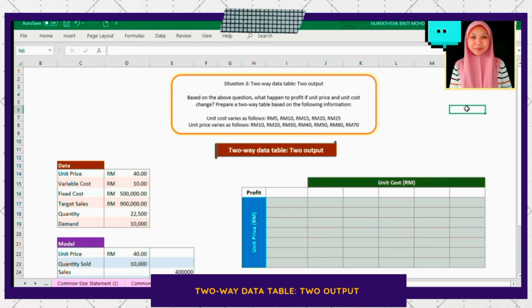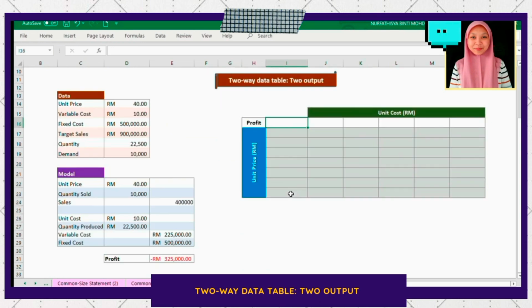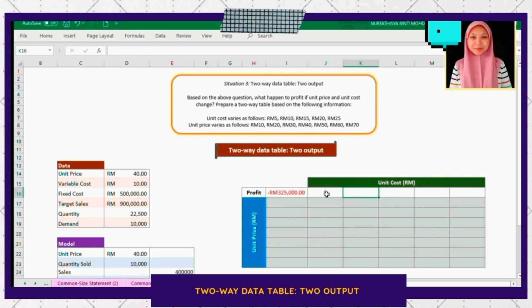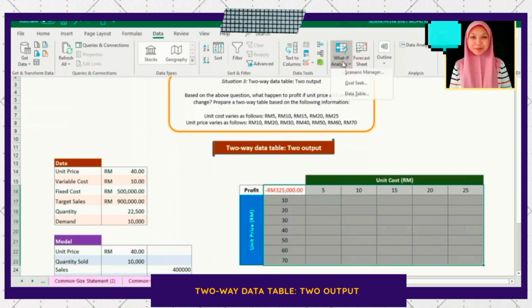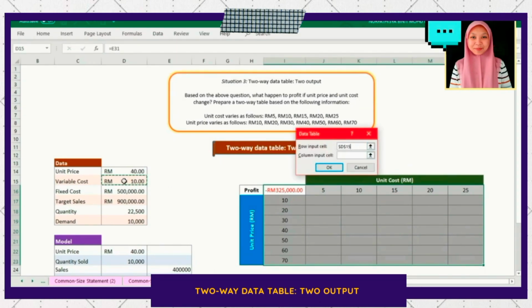Lastly, situation 3, two-way data table, one output. Referring to the same question as situation 2, I need to find the profit if unit price and unit cost change. Insert the figure for profit, unit cost, and unit price. Select data and open data table. For row input cell, select variable cost, and for column input cell, select unit price.